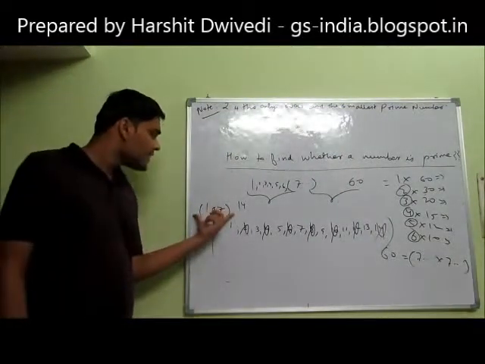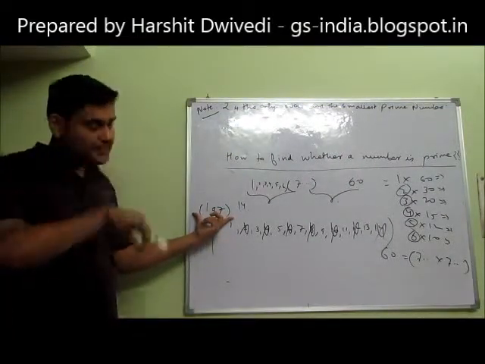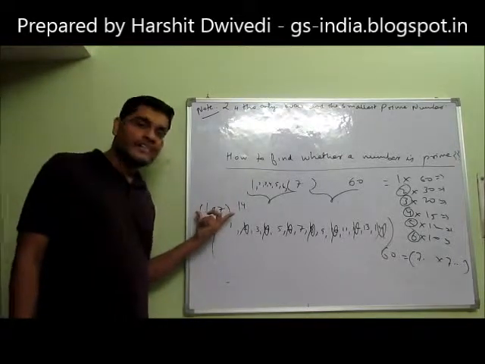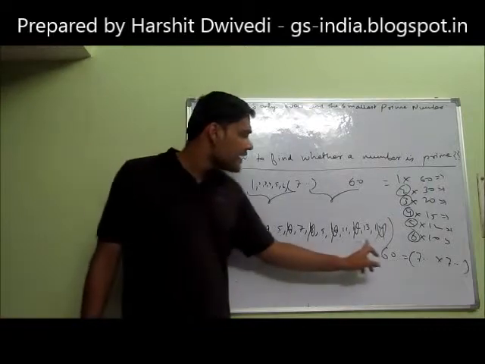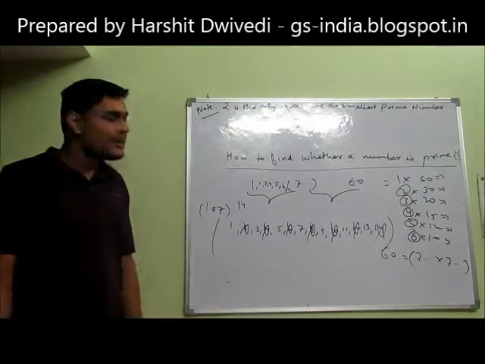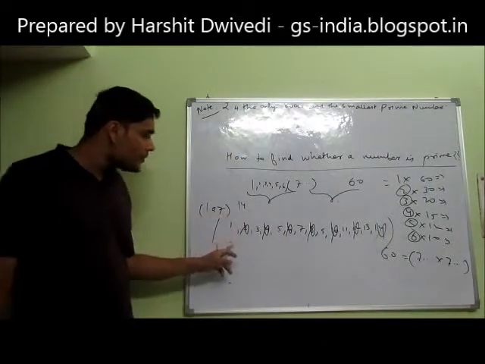I told you that for 197, we have to check the pairs of 197. So 1 to 14, 1 to 14 was this one: 1, 2, 3, 4, 5, 6, 7, 8, 9, 10, 11, 12, 13, 14. We have to check whether 197 has a factor between 1 to 14.